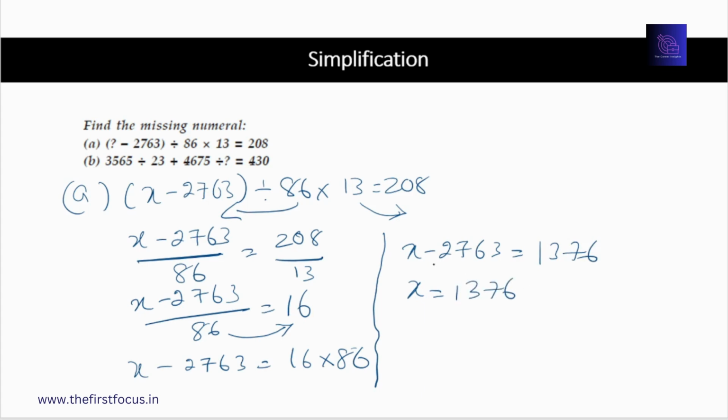So x is equal to 1376. I'm going to bring this minus 2763 to the other side. That makes it plus 2763. So x is equal to 1376 plus 2763, and the total comes up to 4139. See, it's very easy. We just have to solve step by step, and you'll be able to get the right answer.